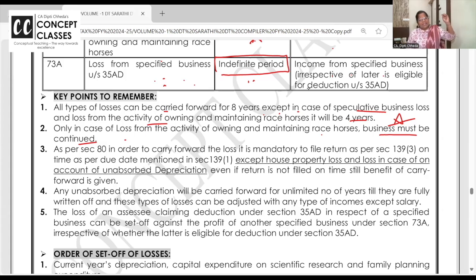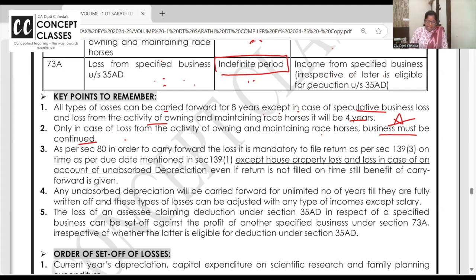I hope you are getting. Textile business is closed 3 years back. Now I am into coaching. So can I set off old textile loss now in other business income? Yes. But only in case of owning and maintaining horse races, you can carry forward and set off loss in the same income for the next 4 years, provided business must be carried on.